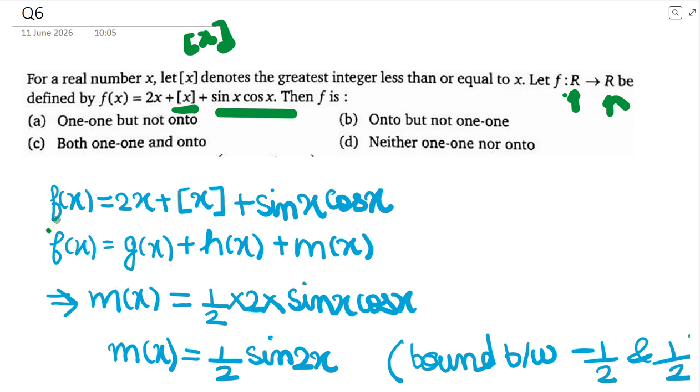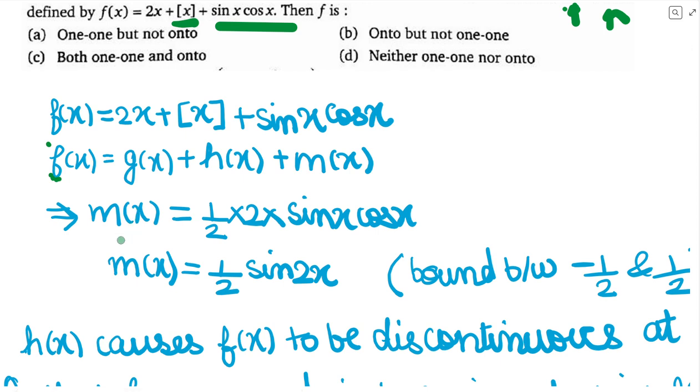Okay, so first we'll write the function as it is and we'll try to simplify it. Let's not get afraid of this long function. We'll break it down into three different functions: g(x), h(x), and m(x). Now we'll focus on m(x).